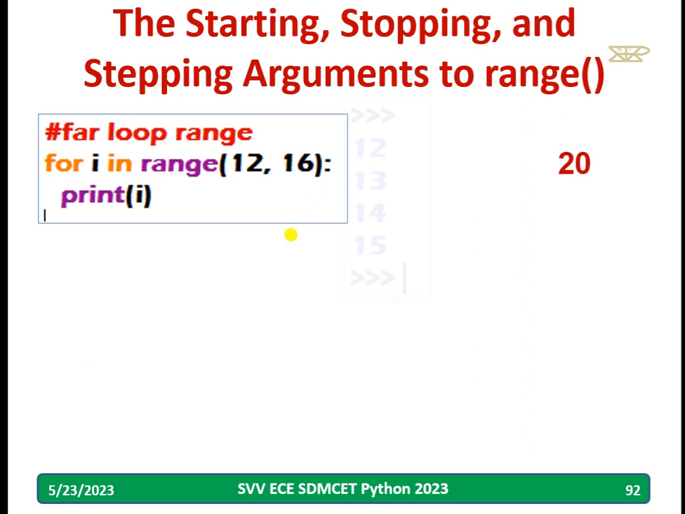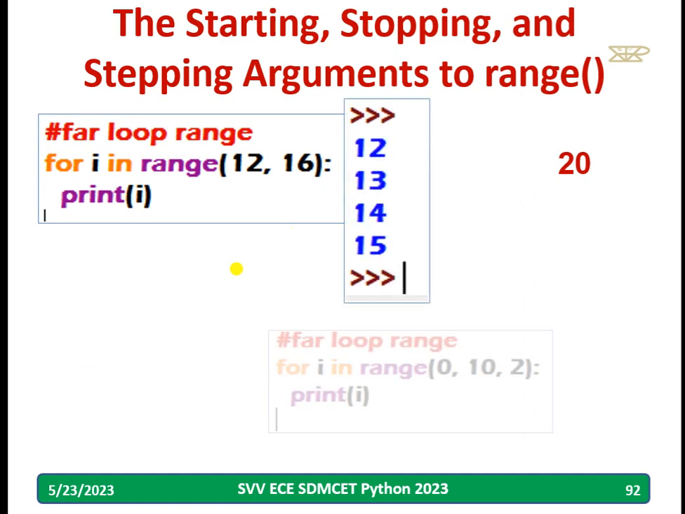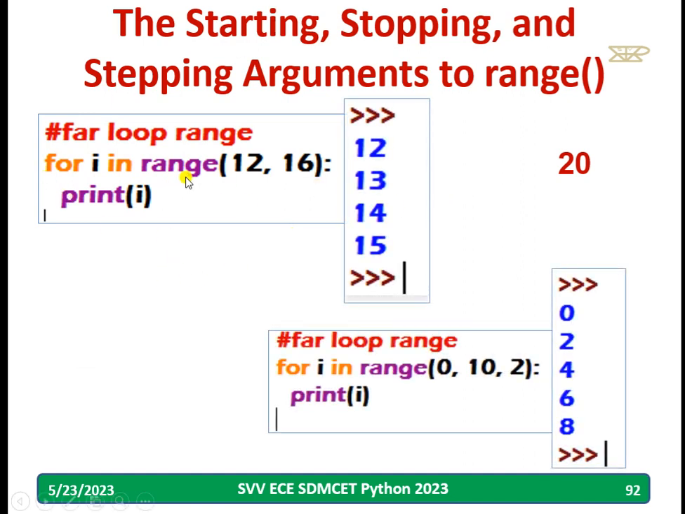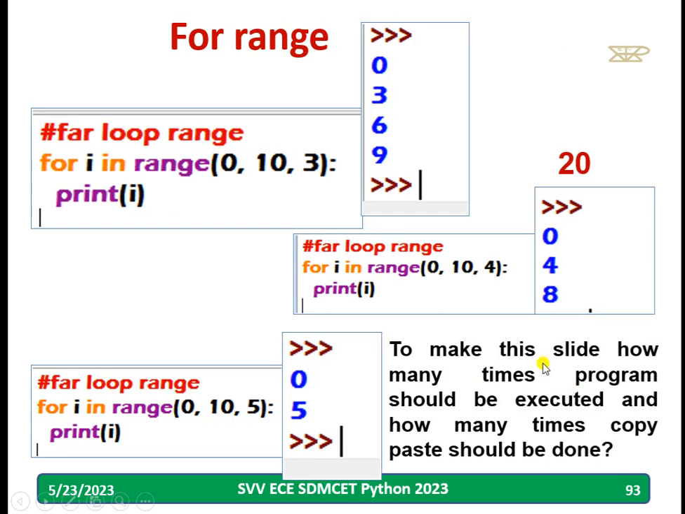Let us go to the next. We can have the starting, stopping and stepping arguments to the range. We can start from 12, you can stop at 16, this is the output. And you can start from 0, you can go up to 10, and the step you can change. Observe the output and understand. It is not incrementing by 1, it is incrementing by, in this case, 2. You can give the step size also.